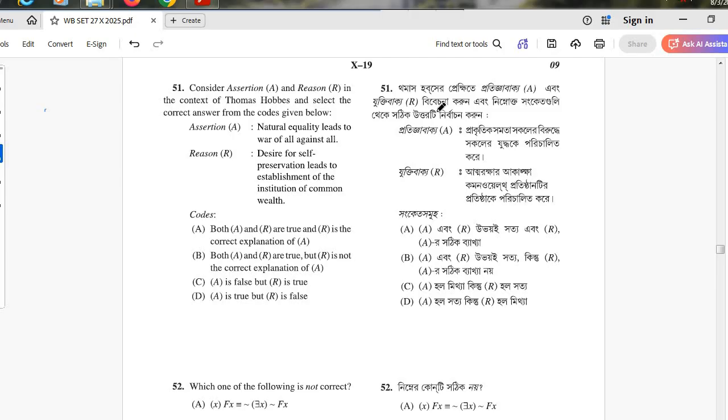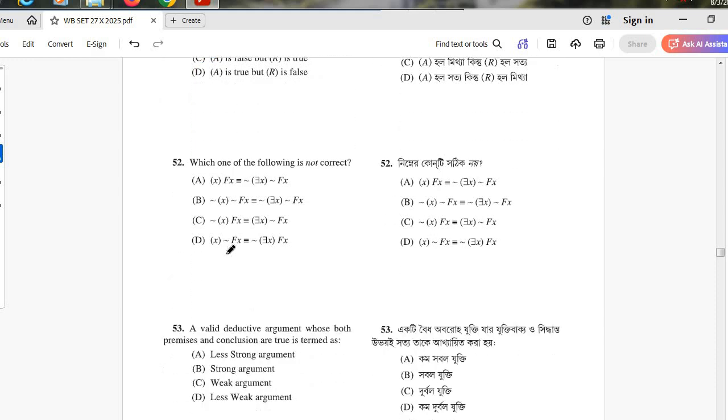Codes: A. Both A and R are true, and R is the correct explanation of A. Option B. Both A and R are true, but R is not the correct explanation of A. Option C. A is false, but R is true. And option D. A is true, but R is false. Which is the correct option? Yes, option B is the correct.